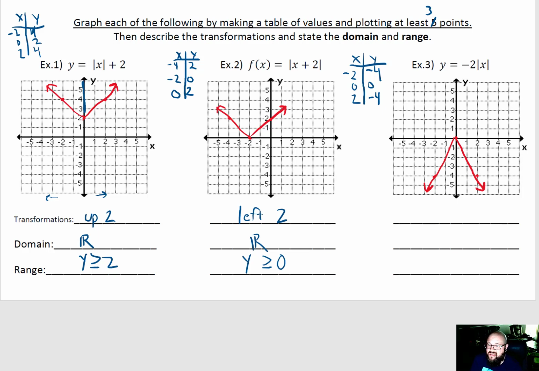In this case, we would call this vertically stretching it, because it's stretching it downwards since it's negative. But if it was positive 2, it would be stretching it upwards. So we're just going to say a vertical stretch. If I can spell here. Vertical stretch.